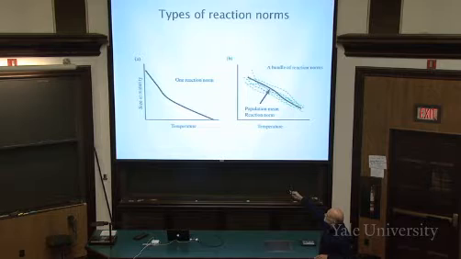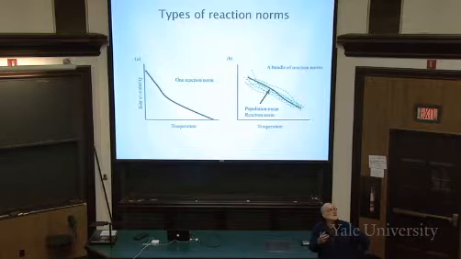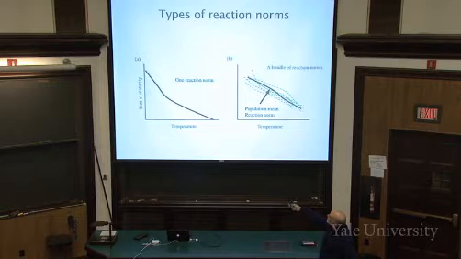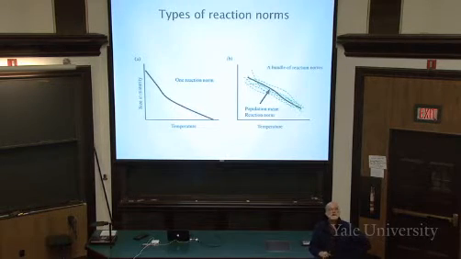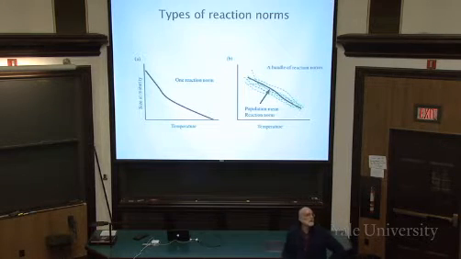Here is one reaction norm. I have sketched a common one for many poikilothermic organisms, many things that you would think of as cold-blooded. They don't regulate their body temperature. The higher the temperature, the smaller they are at maturity. This general relationship describes how tadpoles grow, how many fish grow.